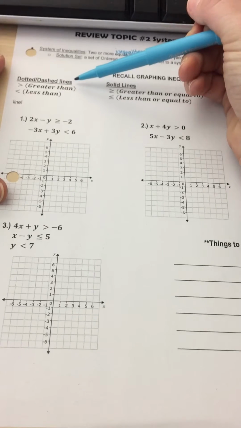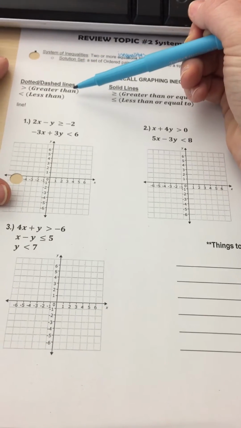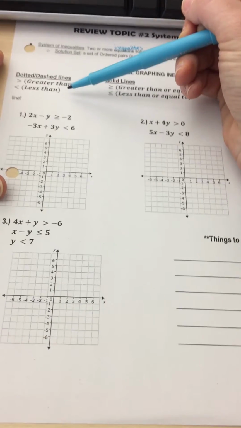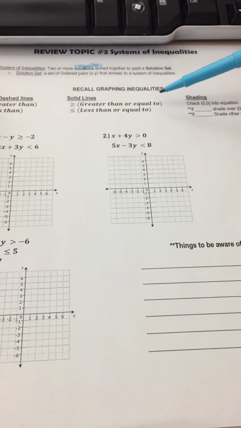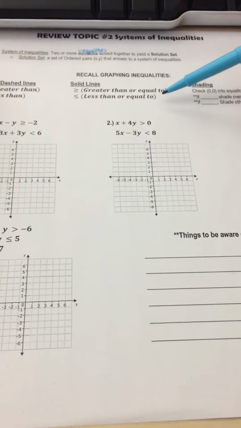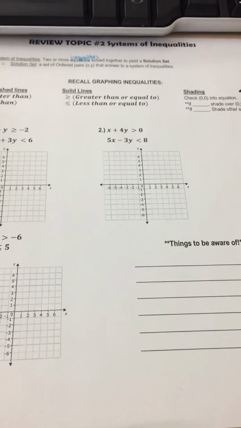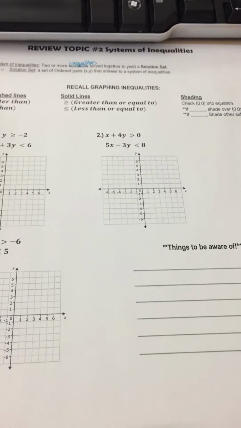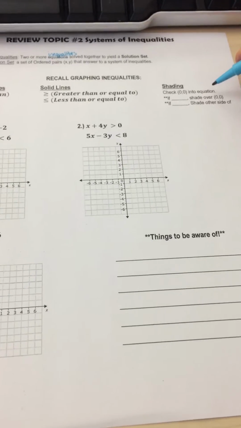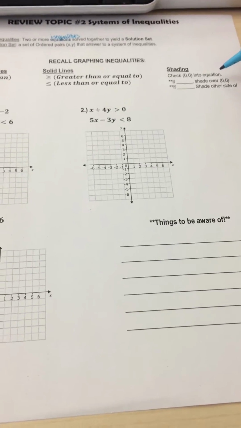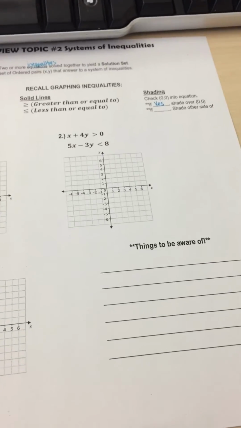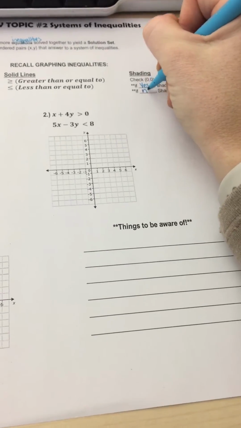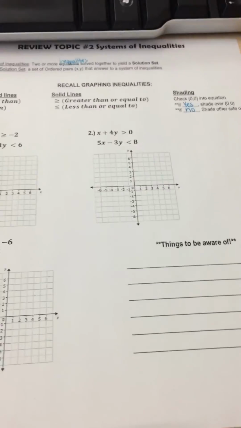We have dashed lines that have a greater than or less than symbol. We have solid lines that graph greater than or equal to or less than or equal to equations. And we have to shade. When I do my graphing, I always check 0, 0 in my equations. If I get a yes, I shade over where 0, 0 is. If I get a no, I shade on the other side of the line.